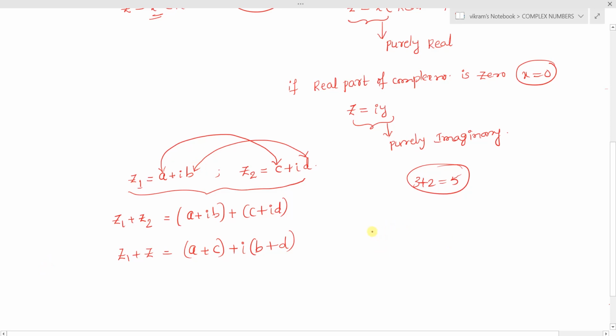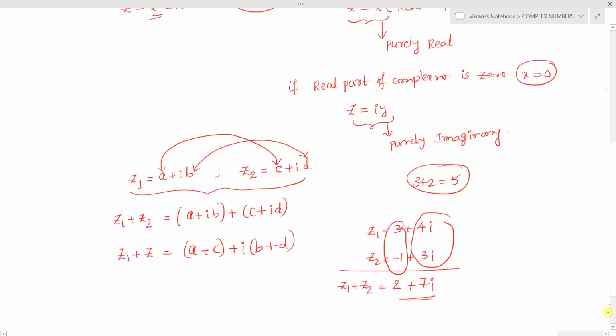For example, I am considering z1 equals 3 plus 4i, and z2 equals minus 1 plus 3i. To get the result of z1 plus z2, simply add the real parts. What are the real parts? 3 and minus 1. So we will get 2. And add the imaginary parts, 4i plus 3i, 7i. So this is the result.